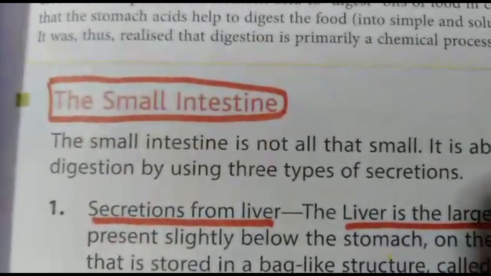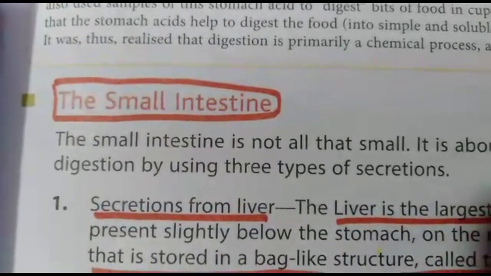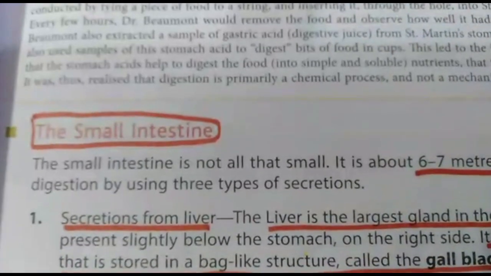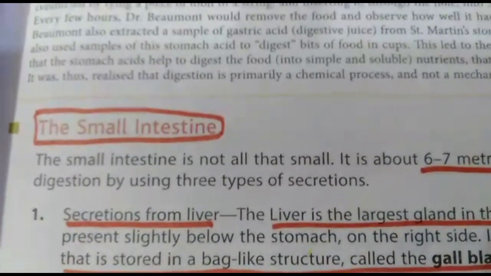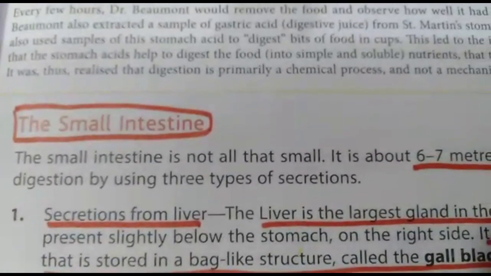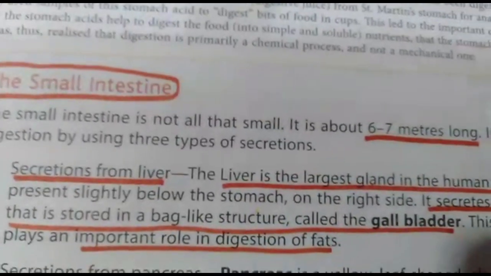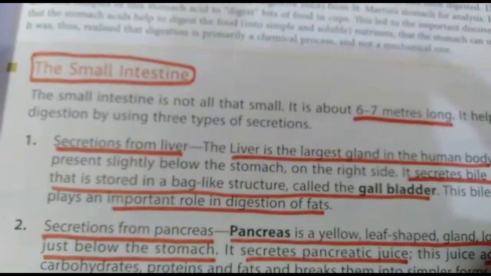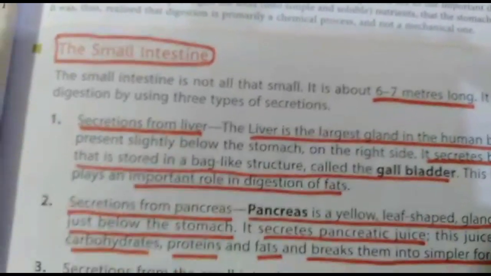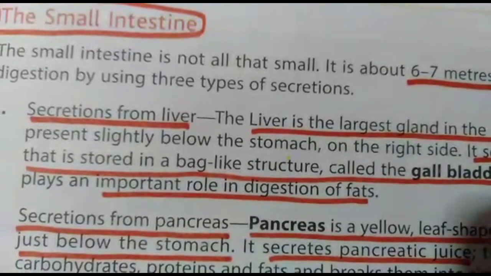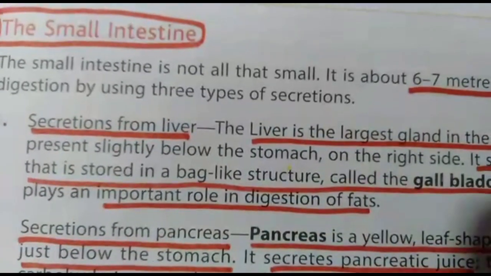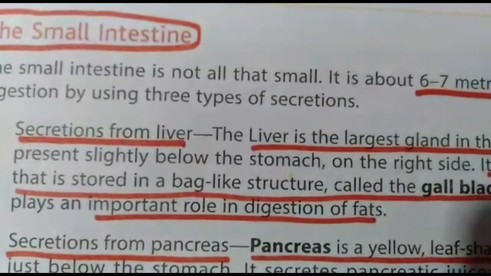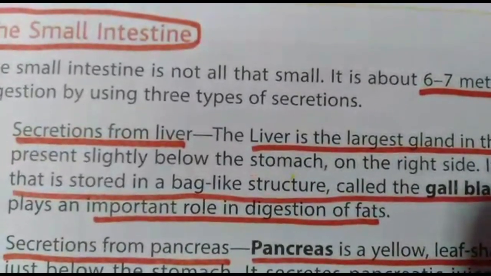Now next, from the stomach the food is passed into the small intestine. The small intestine, as its name says, is small, but in reality it is not small. It is about 6 to 7 meters long. It helps in digestion, and digestion in the small intestine takes place with the help of 3 special types of secretion. First we will study the secretion from the liver.